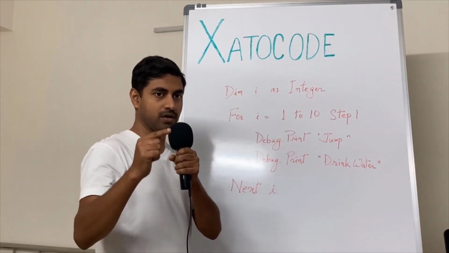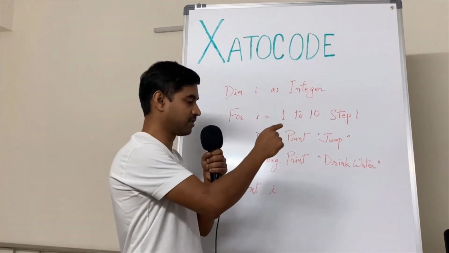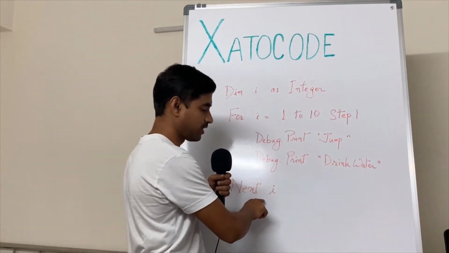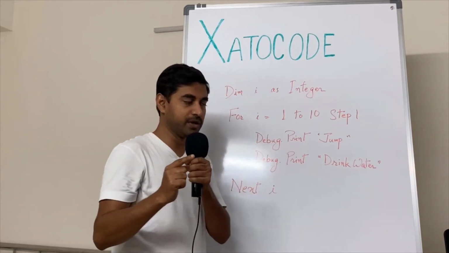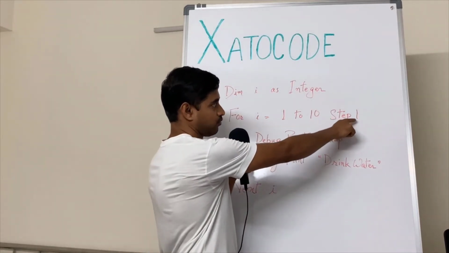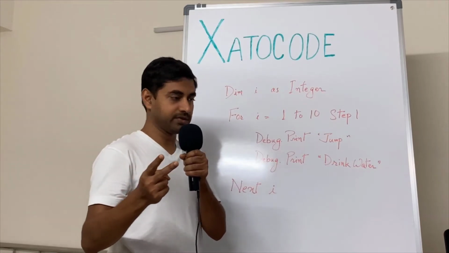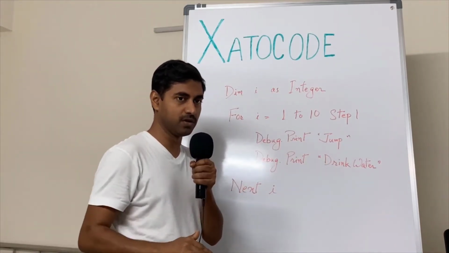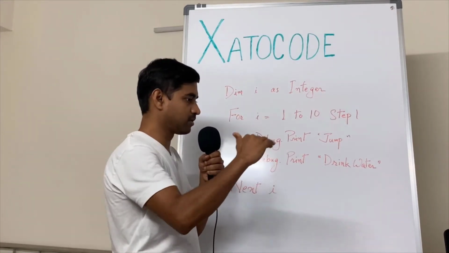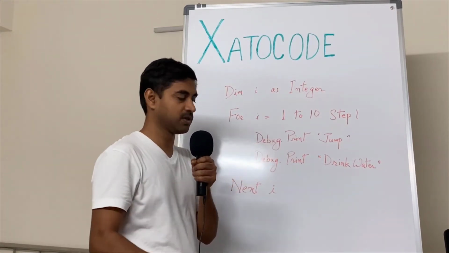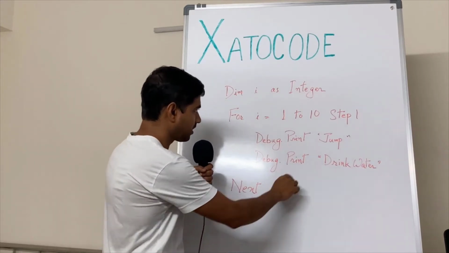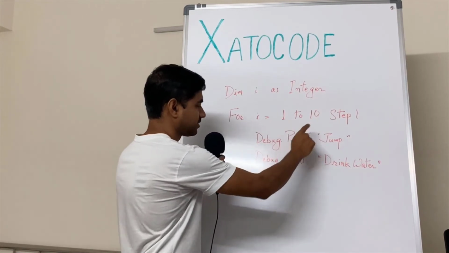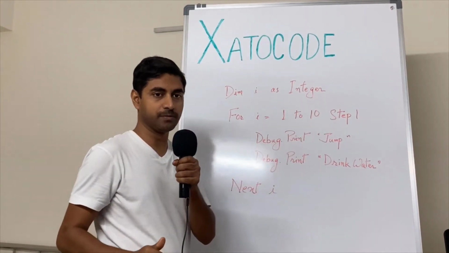So it will count 1. So I will become 1 in the memory, and then it will display this output, jump, drink water, and then when it comes to next I, it will be incremented by this step 1. So I will become 2. Then again this will be printed in the immediate window. So like this it will continue. It will continue to print jump, drink water 10 times. And then finally I will become 11. And 11 will not be a part of this range 1 to 10. And the loop will exit.